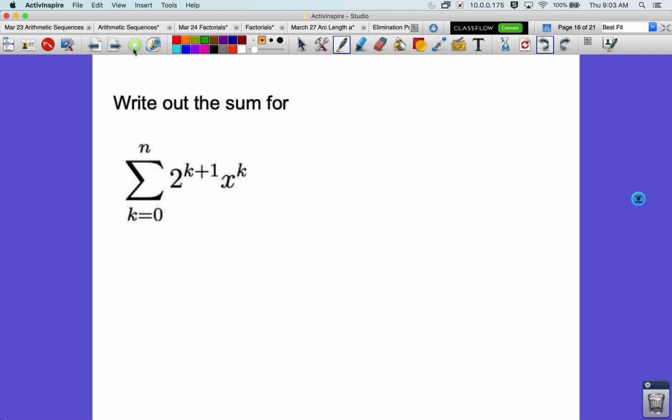All right, another one. Write out the sum for this one here. So only the k's are going to get replaced. x is going to stay a variable and it's going to stay in the problem. We're going to increment up to n, so that means we're going to have to use our dot, dot, dot. So this is 2 to the 0 plus 1, x to the 0, plus, so the x didn't change, it's just going to stay an x, 2 to the 1 plus 1, x to the 1, plus dot, dot, dot, 2 to the n plus 1, x to the n.